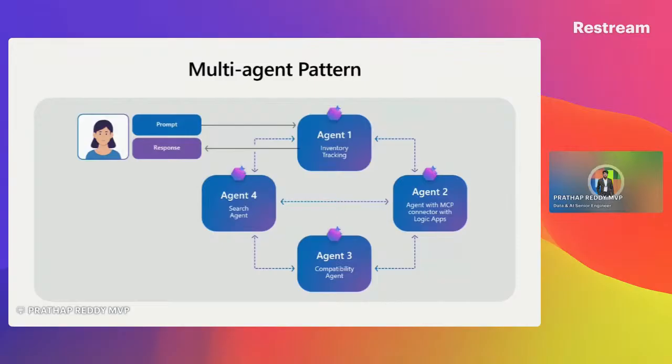So for example, I have a huge business requirement. In this one business requirement, I assign one part to one agent, that is inventory tracking. The second agent is going to handle the MCP connector and logic apps. The third agent is going to handle the capability agent, and the fourth agent is going to be the search agent. Finally, once we get the result from all the agents, we respond back to the user. Okay, I'll simply explain how it is.